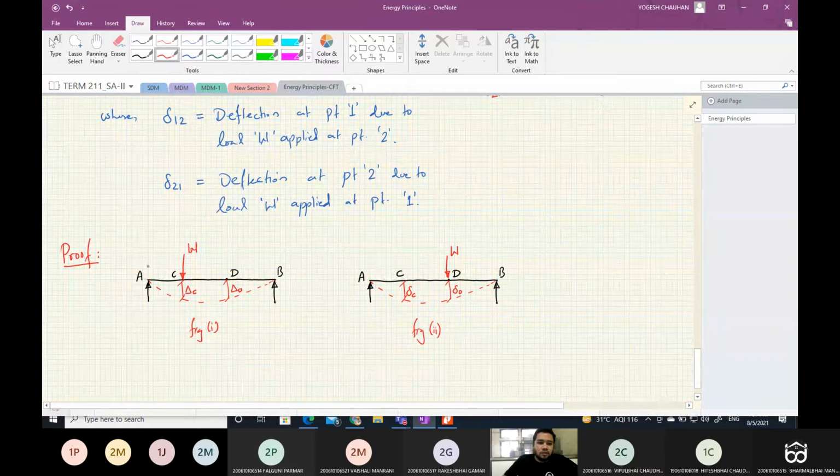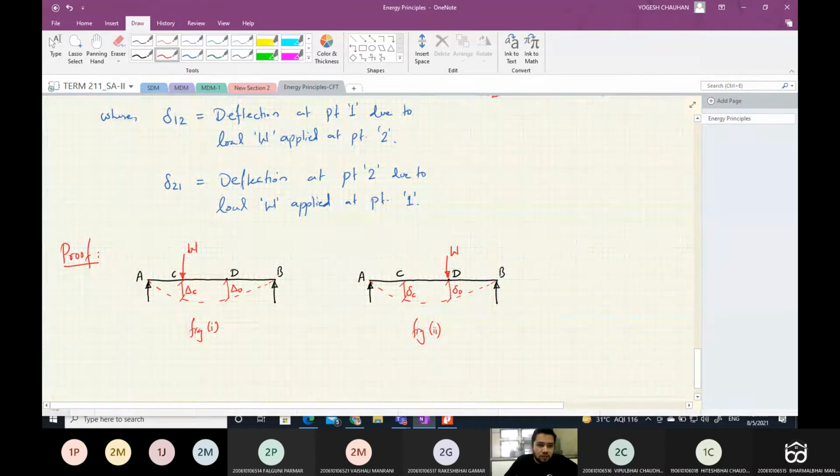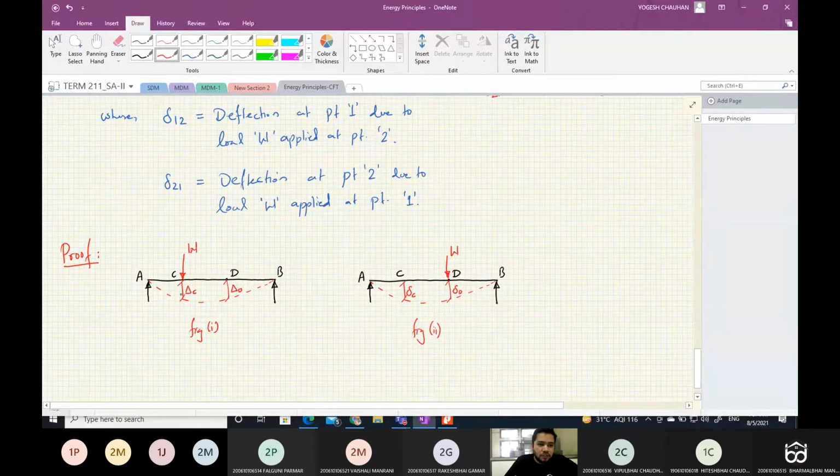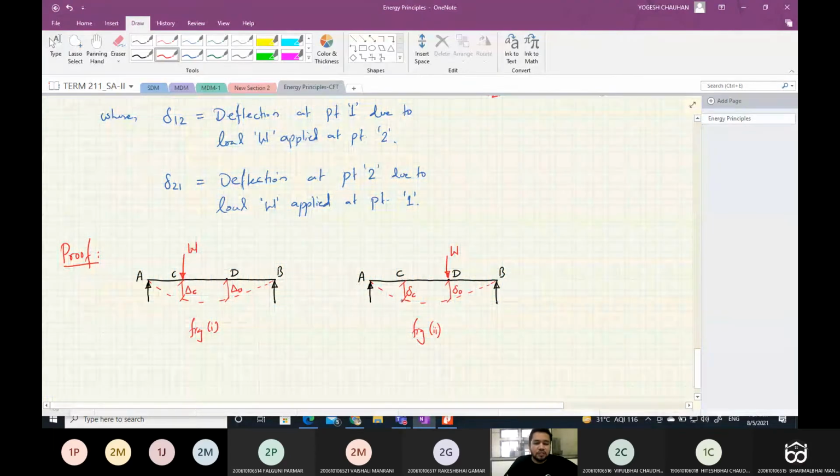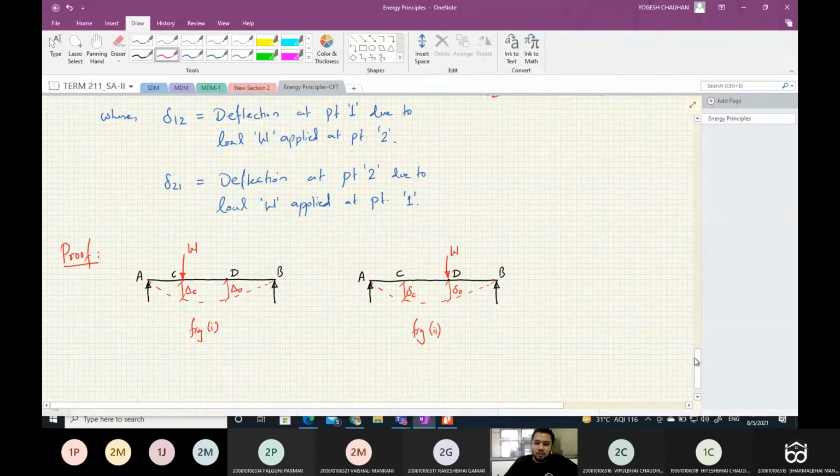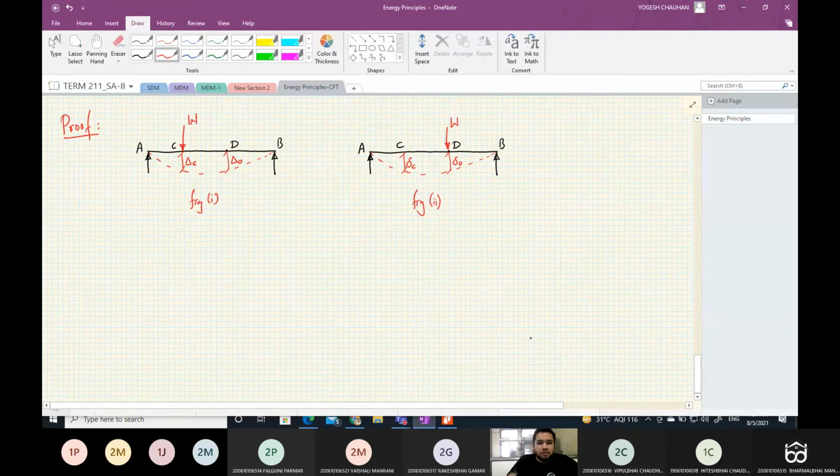So from this, when the load W is applied at point C, the deflection produced at C is uppercase delta C, and the deflection produced at D is uppercase delta D. Now when the load W is applied at point D, the deflection produced at D is lowercase delta D, and the deflection produced at C is lowercase delta C. Now consider the load acts simultaneously at C and D. So what can we do?